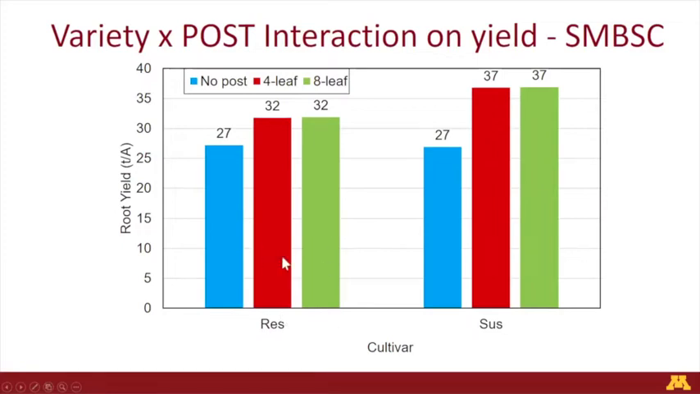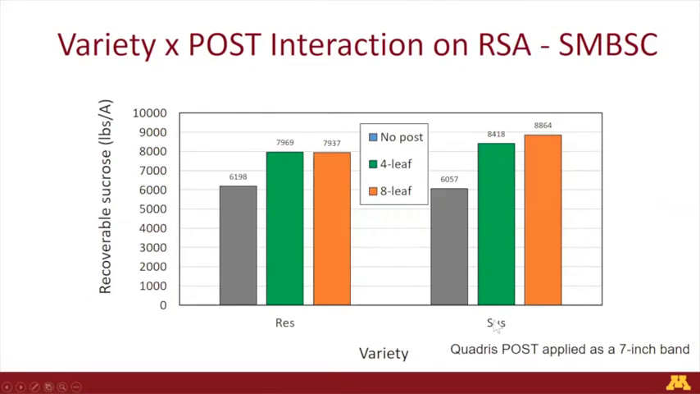Since it has the genetic resistance for rhizoctonia, there is a little bit of increase in the resistant variety, about 5 tons. Compared to the susceptible one, whether it's a 4 or 8 leaf application, there's about a 10 tons per acre bump. But again, this was a little bit severe in terms of disease development when we harvested this trial. If you're curious to look at the recoverable sucrose per acre for the resistant variety, about 1,700 pounds for both 4 or 8 leaf application, whereas the susceptible one about 2,400 pounds over no post application.